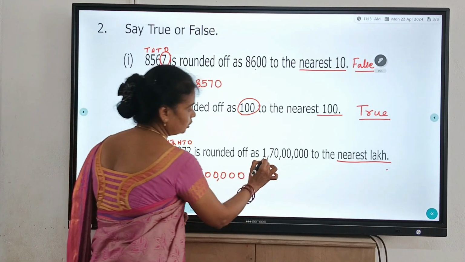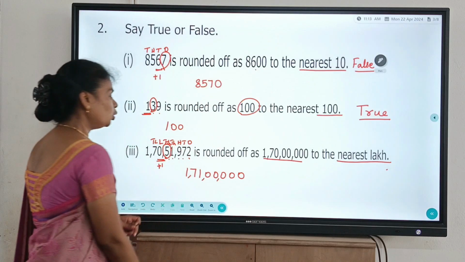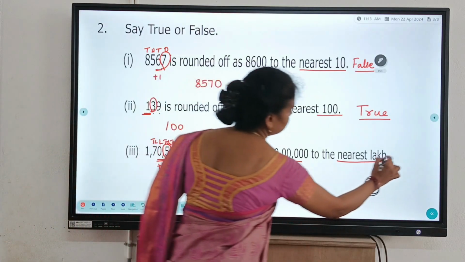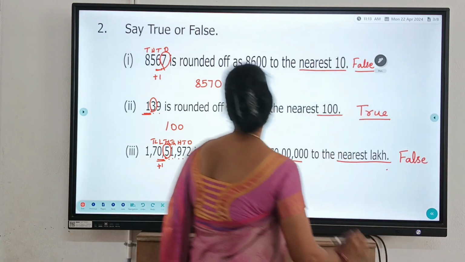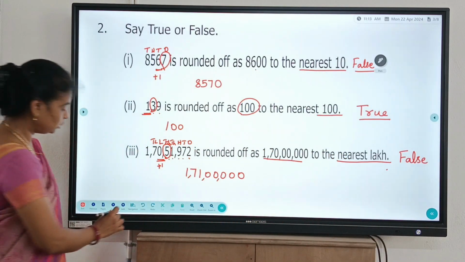So is this equal to the number that is given in the question? No, it is not equal. So the answer is false. Shall we move on to the next one?